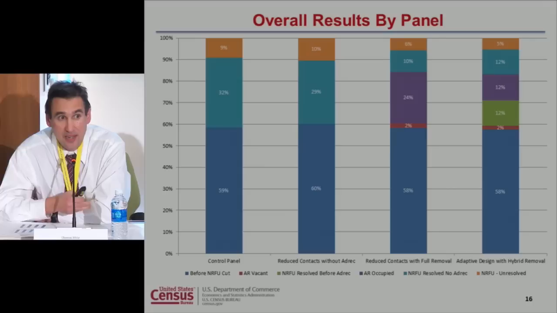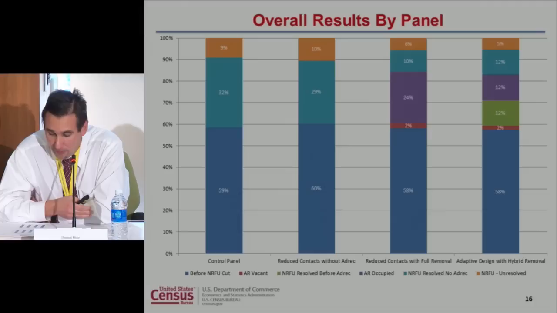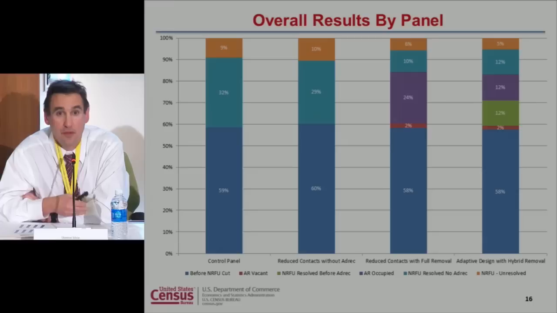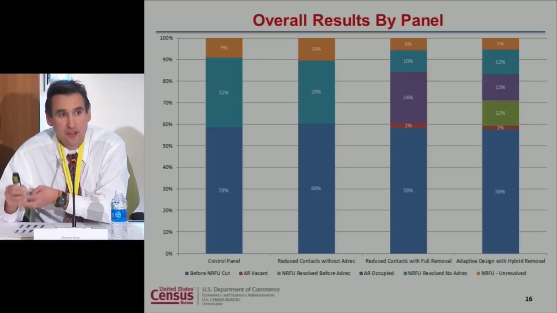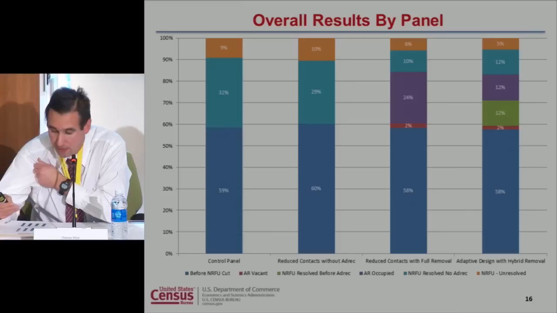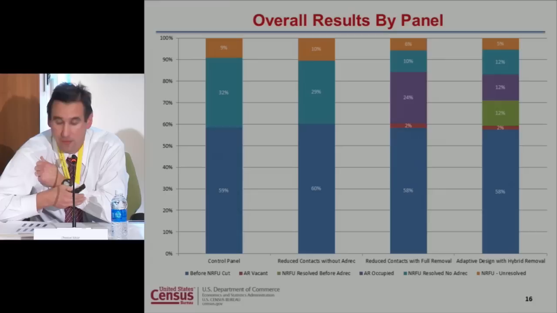We proceeded to go out and do our non-response follow-up operation, and we were able to resolve 32% of those in the next bar up above that. With resolution in this one, we were able to determine the status, whether it was occupied, vacant, or delete. And also, if we determined it was occupied, we were able to determine the population count in there. So there was a total of 9% that was unresolved for that panel. For the reduced contacts without administrative records, it had similar comparisons as the control panel. 60% of those were completed before the NRFU cut. Another 29% of the whole entire universe was completed during NRFU, with 10% unresolved.